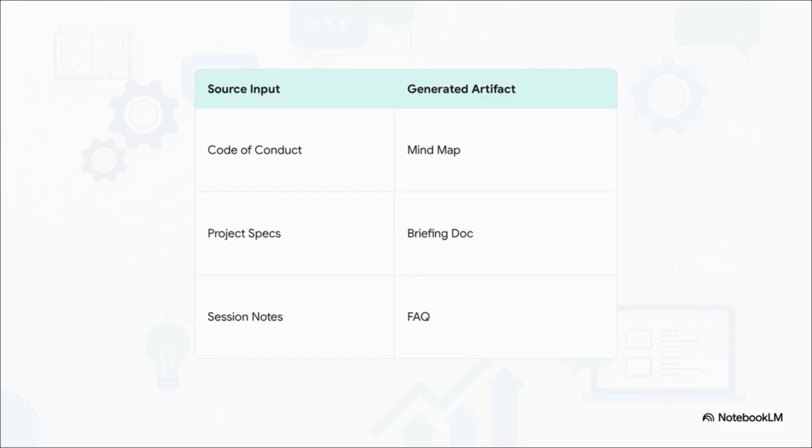You can generate instant study guides. Or say you have a dry 50-page code of conduct. You can instantly transform that into an interactive mind map. Got complex project specs? Generate a concise executive briefing doc in seconds. Or, if you're an executive coach, you can take raw client session notes and turn them into a customized FAQ that outlines behavioral patterns. It is an absolute game changer for your daily workflow.